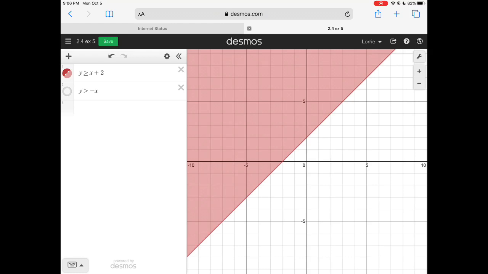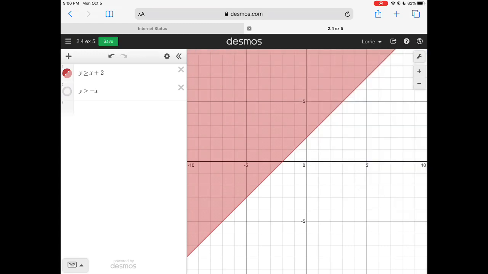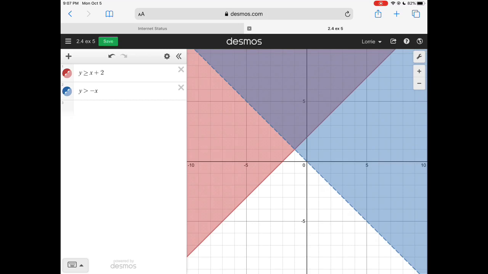If we pull in y is greater than negative x, this time we have a dashed line because it's just a plain old greater than, not greater than or equal to. And then we are also shading above. In other words, the y values are getting bigger and bigger in the direction of the shading. We want to pay particular attention to the purple region. Notice that we have the red or kind of pink region here, and then we bring in the blue region, creating this overlapping purple region, and that is our solution area.